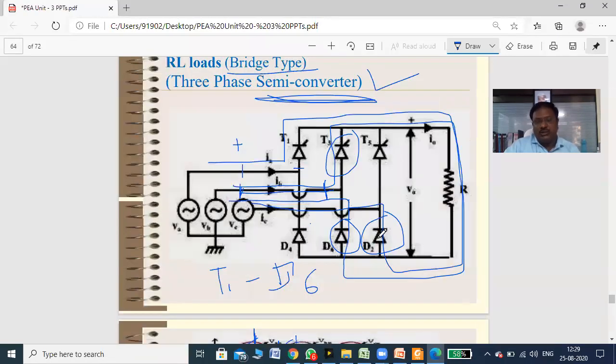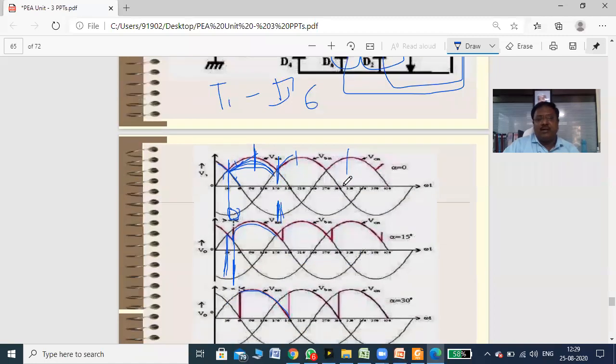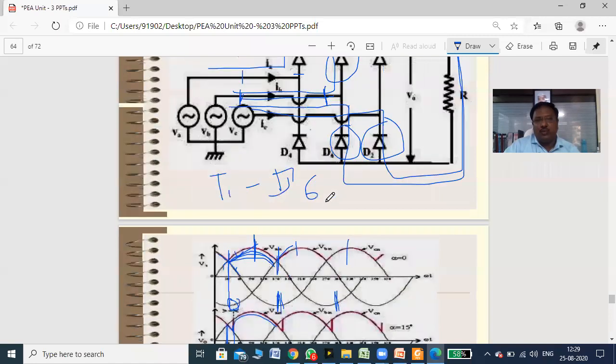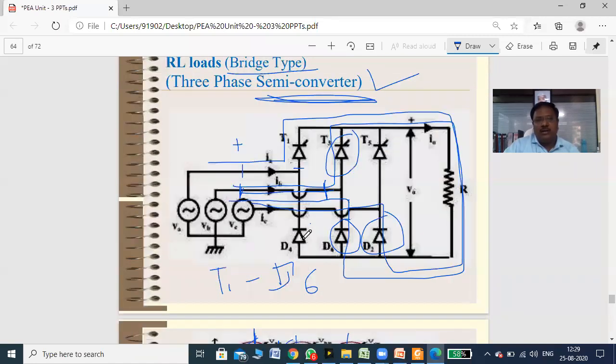So T3 and D2 are conducting, and in the next cycle when C is most positive, that time phase A is most negative. So T5 and D4 are conducting. T1, D6, T3, D2, and T5, D4. Keep in mind, T1 and D6 conducting, then in the next pulse T3 and D2 conducting, and in the last pulse T5 and D4 conducting.